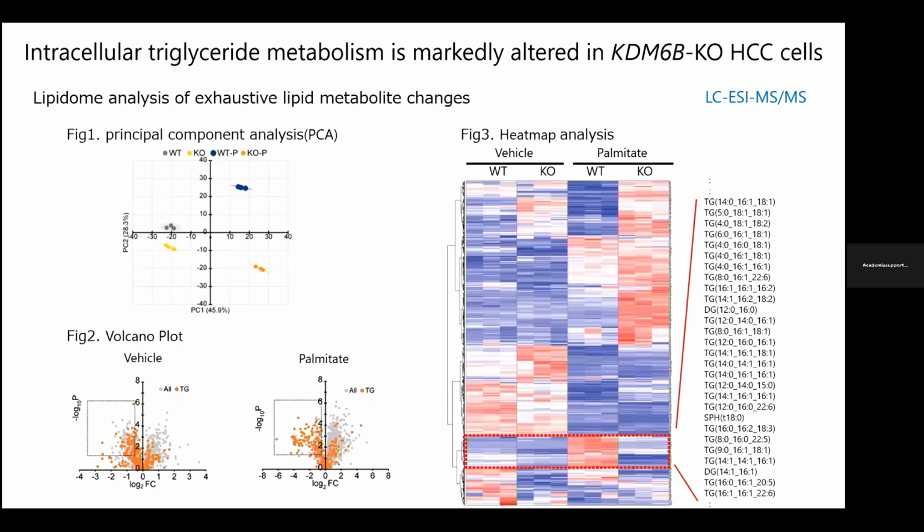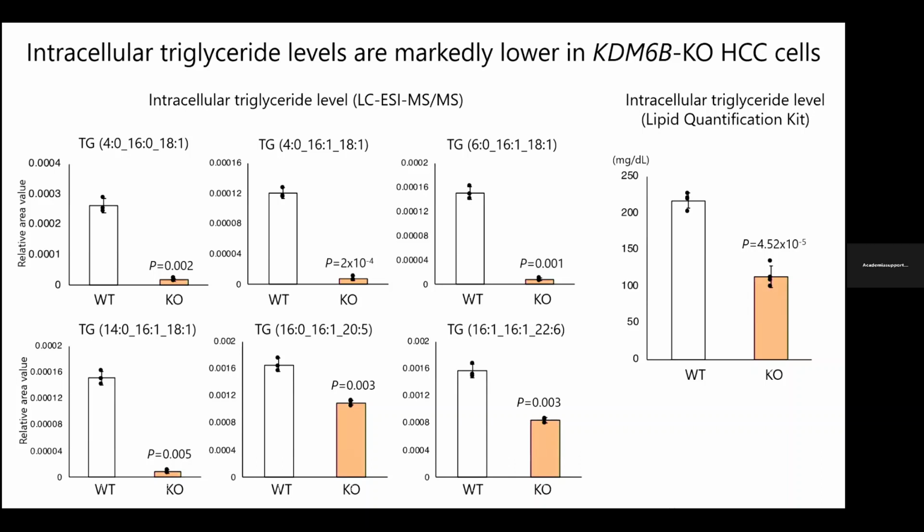Then, metabolome analysis was performed for comprehensive measurement of lipid metabolites. In KDM6B knockout HCC cells, intracellular triglyceride metabolism was markedly changed, especially after palmitate treatment. KDM6B knockout reduced intracellular triglyceride levels by LC-ESI MS/MS analysis, as well as by validation analysis for direct lipid quantitation.